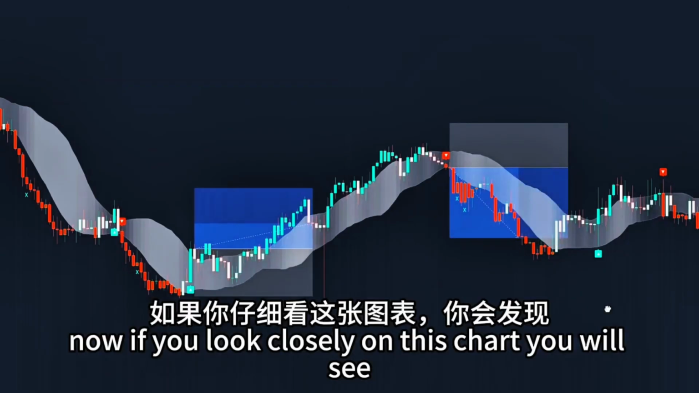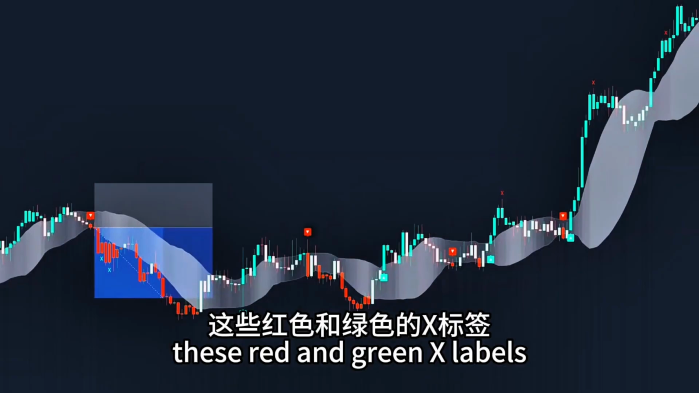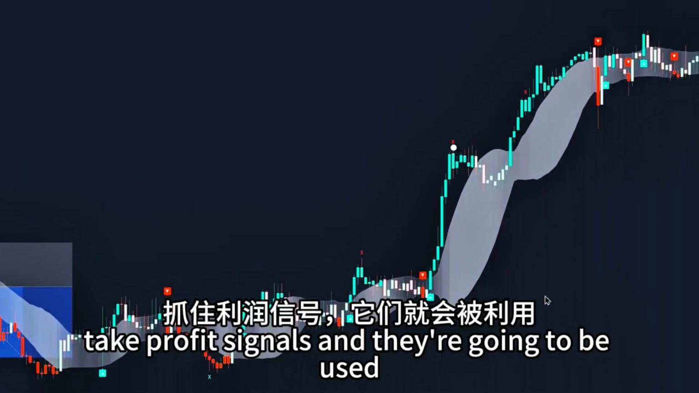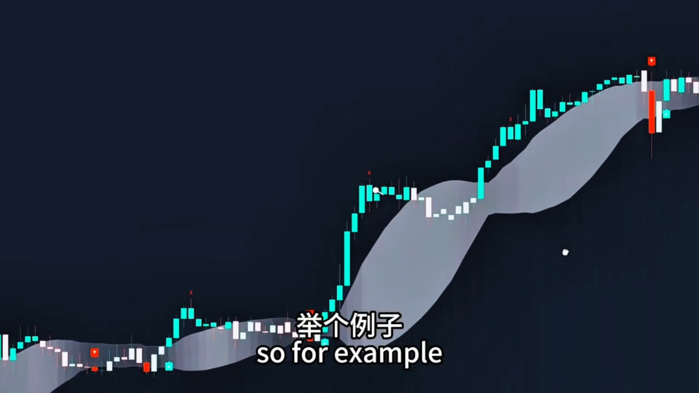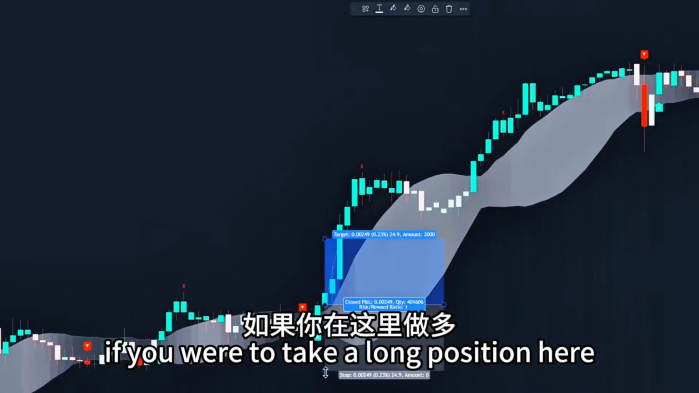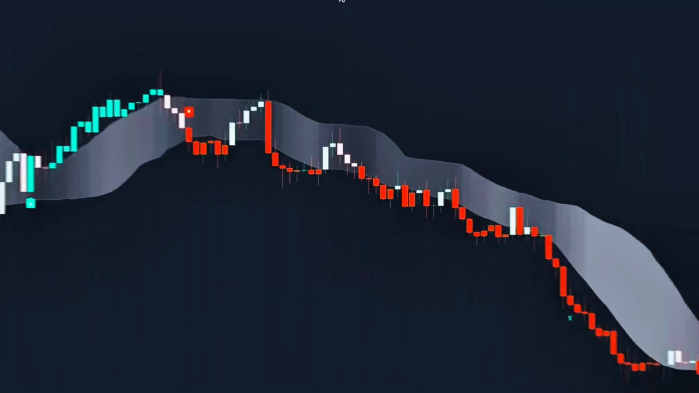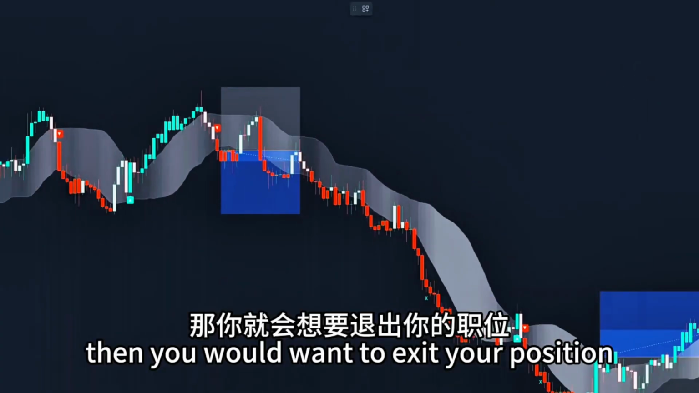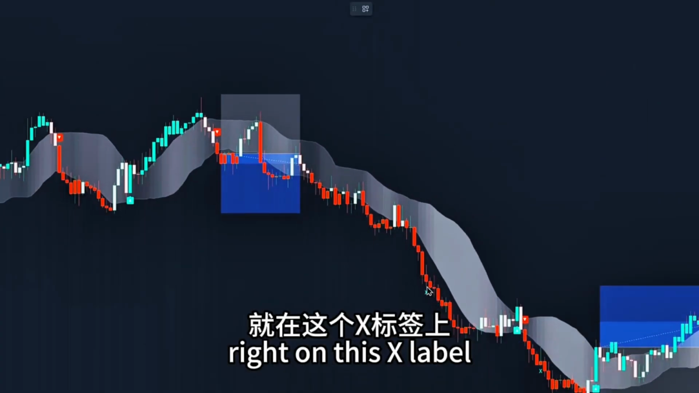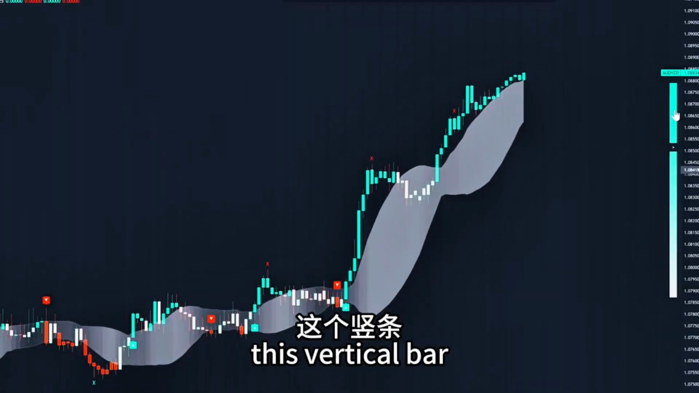Now, if you look closely on this chart, you will see these red and green X labels. Well, these indicate take profit signals, and they're going to be used to show you when to exit your positions. So for example, if you were to take a long position here, you want to exit your position right on this X label. Then if you were to take a short position, then you would want to exit your position right on this X label.